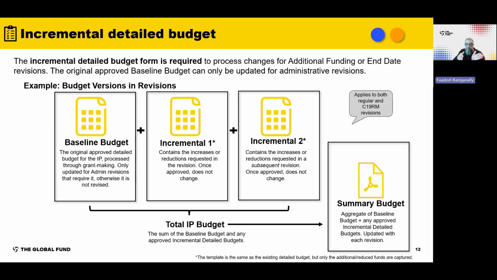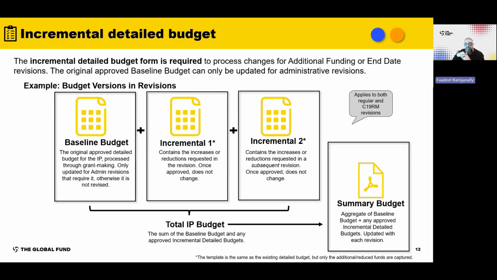So just to recap, the original budget doesn't change. The budget that was agreed at the time of grant making stays. Any increase, and in some cases there can be decreases as well, as you have seen was the case for the reprioritization exercise, but in a nutshell, any change to the total budget amount, increase or decrease, has to go through the incremental detailed budget form.